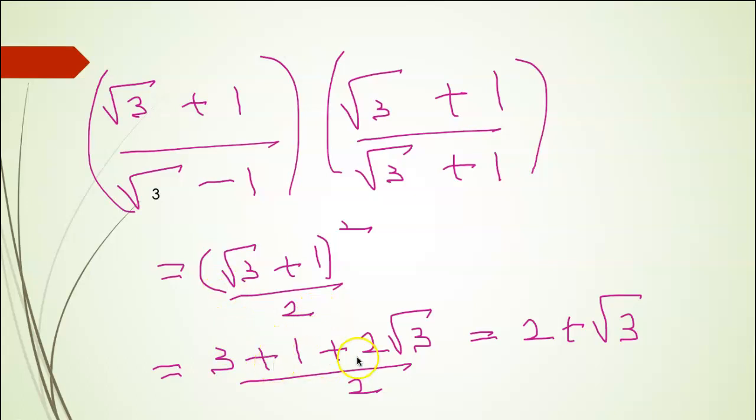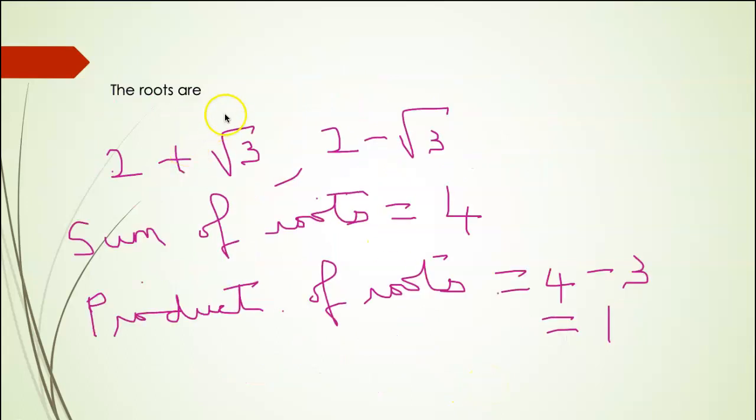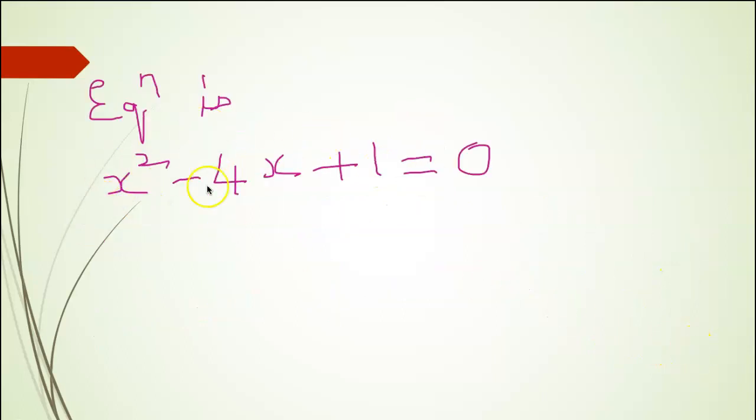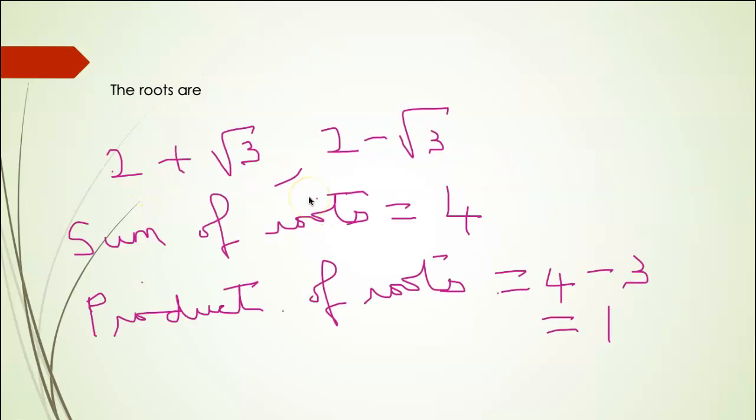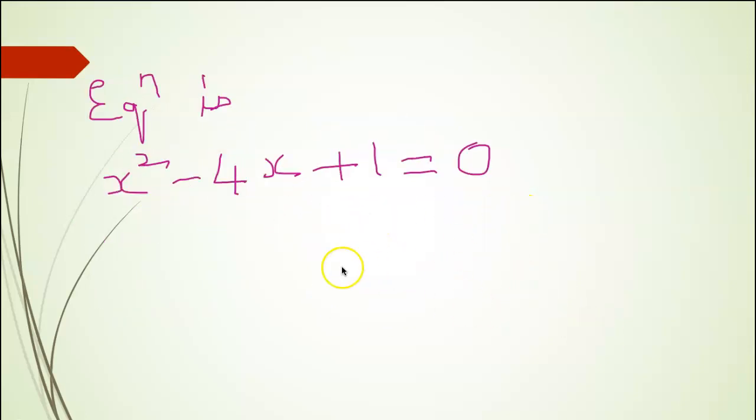So you get 3 plus 1 plus 2 root 3 by 2. That will give you 2 plus root 3. So the two roots are 2 plus root 3 and 2 minus root 3, because as I said before, if one root is a plus root b, the other root is a minus root b. So sum of the roots is 4 and product of the roots is 4 minus 3, which is 1. So your equation will be x squared minus 4x plus 1 equal to 0.